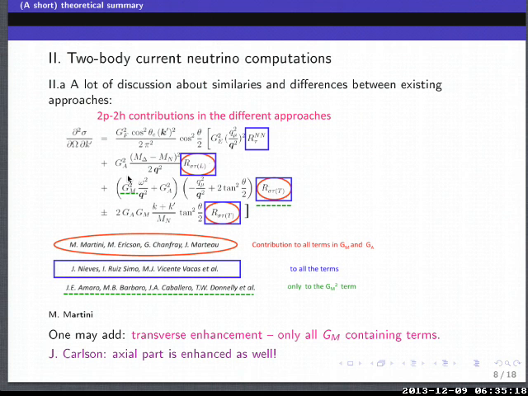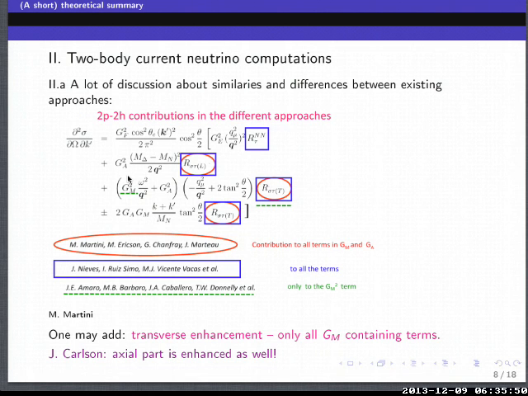Then blue, Nieves, unfortunately, is not here, but it contributes to all of them. Then there is the superscaling approach in green, which gives enhancements only to GM square, only to this part, not to the axial one. And I also added the transverse enhancement model by Aribodek, whose contribution comes to GM containing terms, so it is a little bit different.